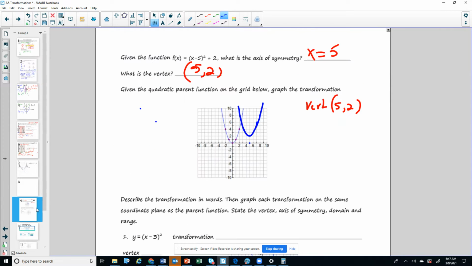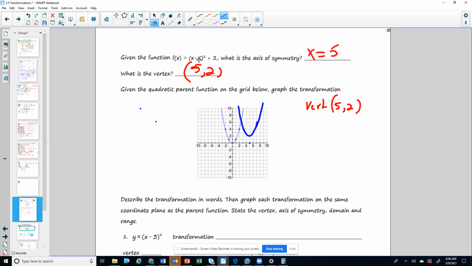Let's look at this one. We have the equation f of x is equal to x minus 5 squared plus 2. Now I can tell just from the equation what the vertex is. Remember, this 5 will be the x value of the vertex. The 2 will be the y value of the vertex. So when you get the vertex from the equation, you have to change the sign of the h.